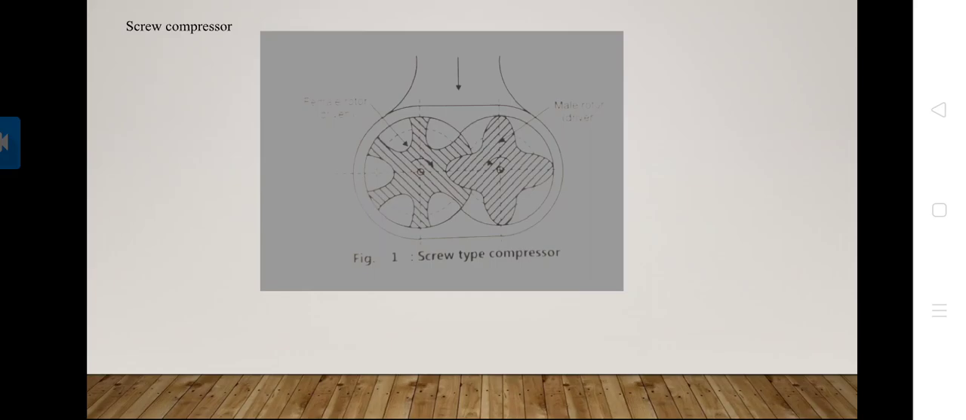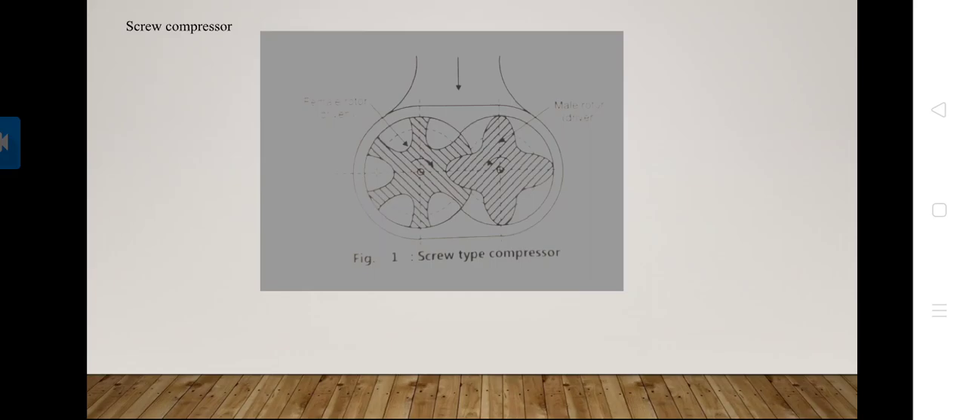That means the male rotor has 4 flutes, and the female rotor has 6 flutes. Both are engaged, and during the rotation of the rotors, air is drawn through the suction port to fill the space between the male and female rotor lobes.